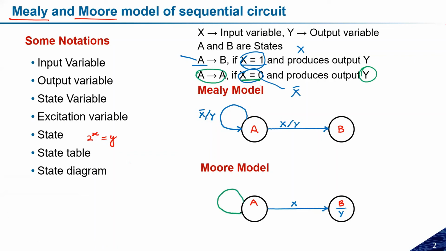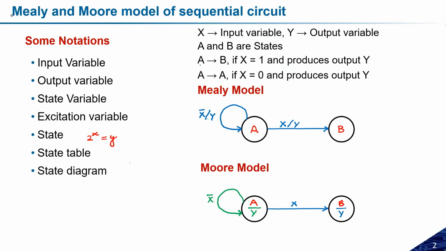It will be from A to A only, and the condition is x complement, and that is producing output y. Okay, so this is how the state diagram for the Moore model will look like. This is the difference of representation of the Mealy model and the Moore model. If you have any doubt at this point, you can ask questions. Anyone? Excuse me, sir. Yeah, please.